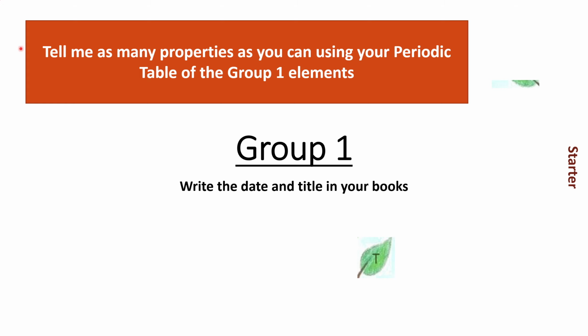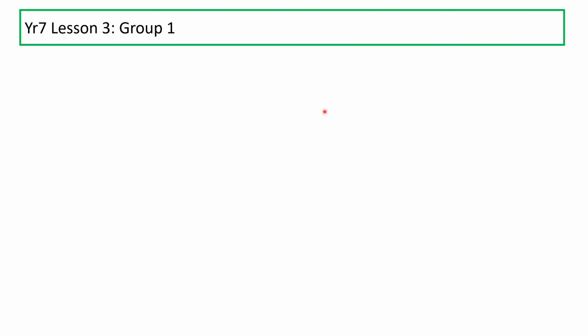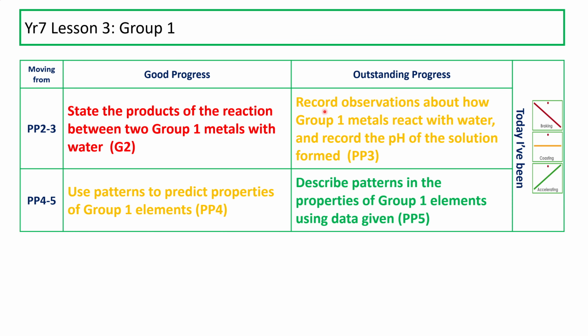You won't be able to really do this, as we haven't been able to do some of the stuff in lessons that we would have normally done. So, as long as you know where the Group 1 metals are, you can name them, then that's perfect. Here are the lesson objectives. So pause it to read them, and then we can continue.